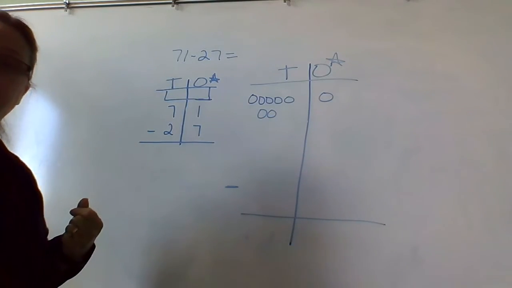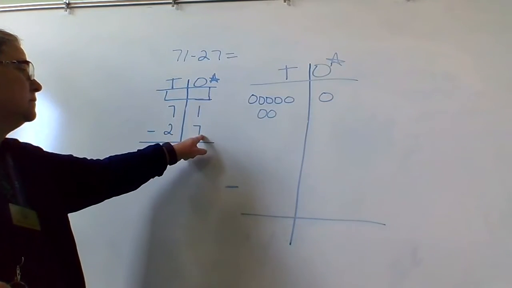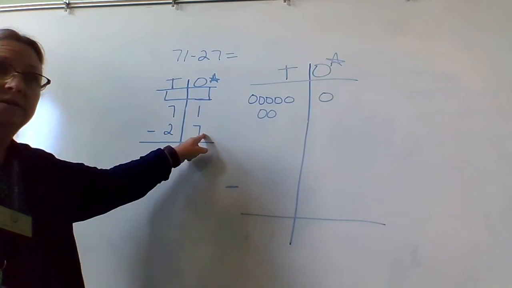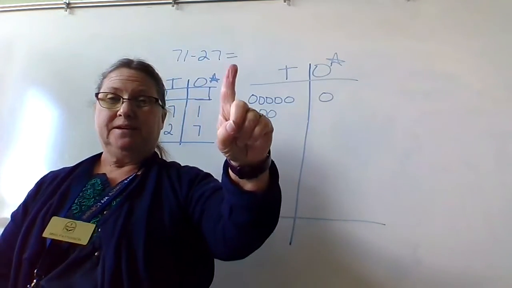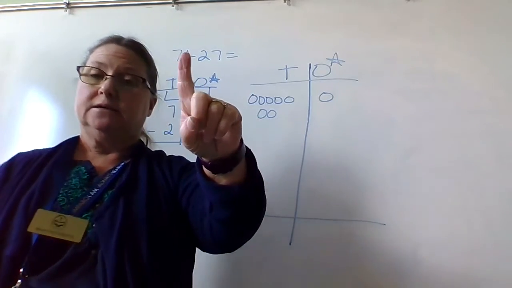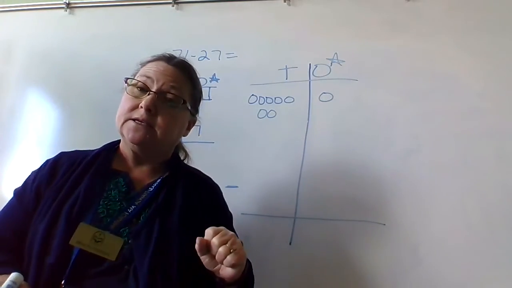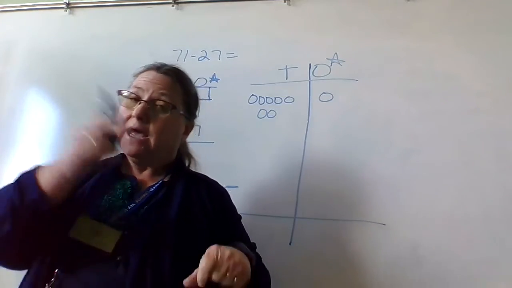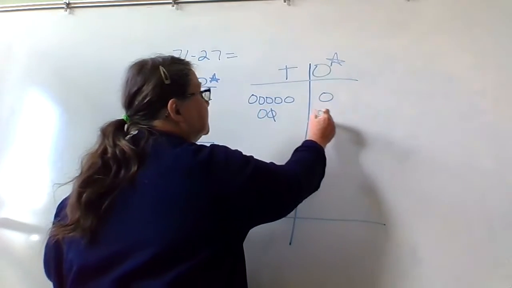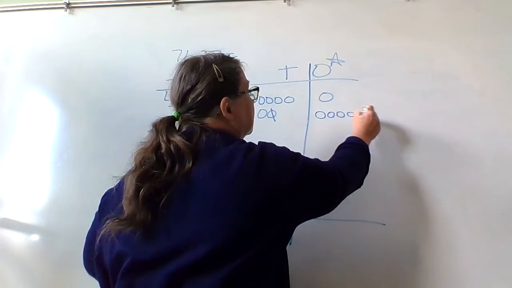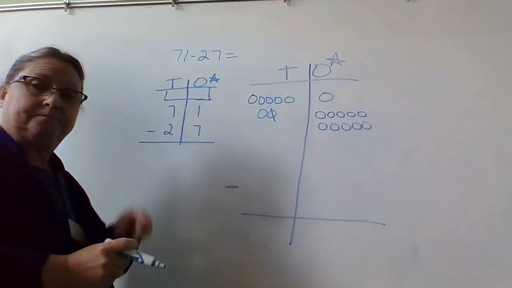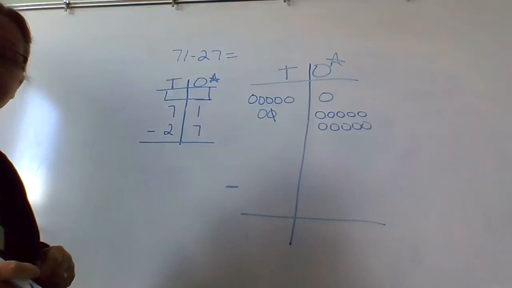I'm ready to subtract. Here's my ones. I'm going to subtract a 7. There's my star, so I know that's where I start. I have 1. 1 1. Can I take 7 ones from this 1 1? Absolutely not. But I know where to get some more ones. I can cross off a 10, and I can put them in the ones column. Because 1 10 is the same as 10 ones. Okay? And that's what I did.